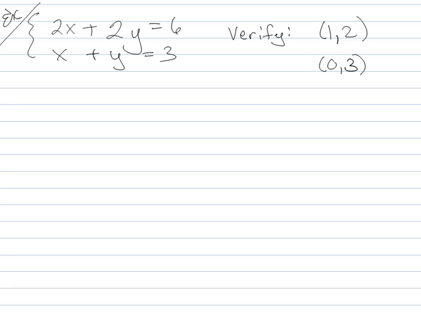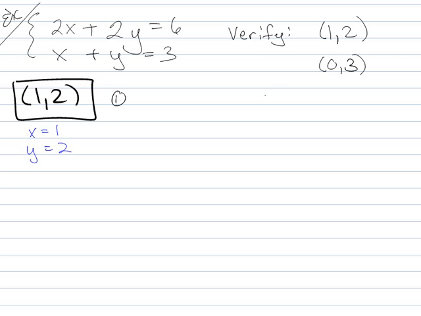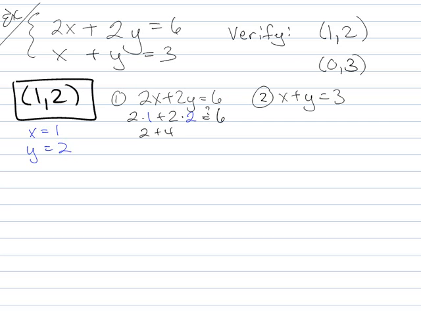All right? So we're going to do the same thing that we did last time. I'm going to start by looking at the first one. So we've got x equals 1, y equals 2. We'll examine each equation. 2x plus 2y equals 6, x plus y equals 3. So we've got 2 times x plus 2 times y. We want to know, does that equal 6? All right, so we got 2 plus 4. Does 2 plus 4 equal 6? Yes, it does.